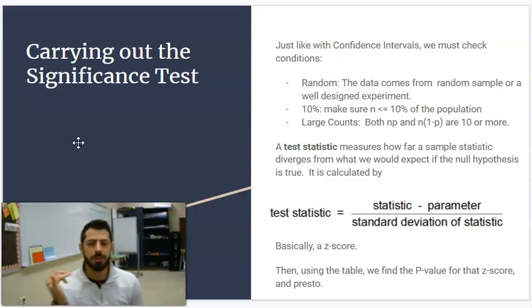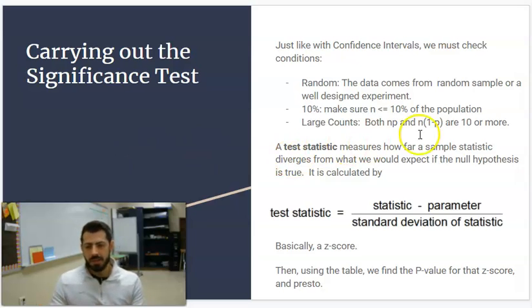So we have to check to make sure everything's random. It comes from a random sample or well-designed experiment. Of course, the data's got to be independent as well. We have to check the 10% rule that I just told you about last section, that we have to have less than or equal to 10% of the population as our sample.